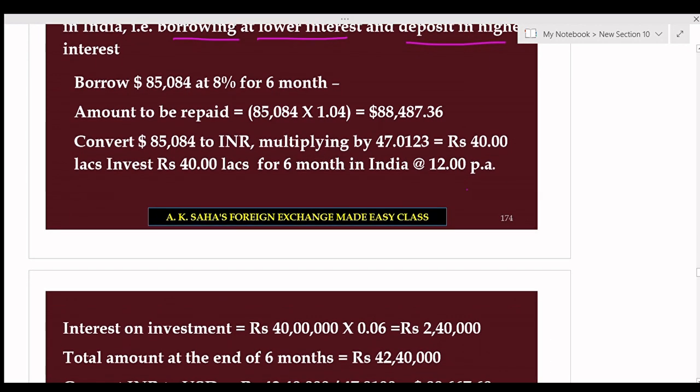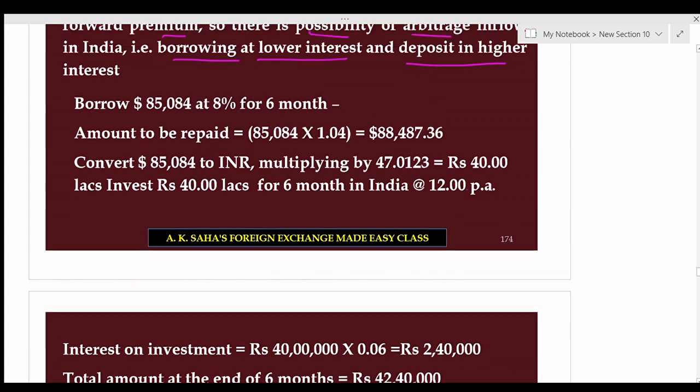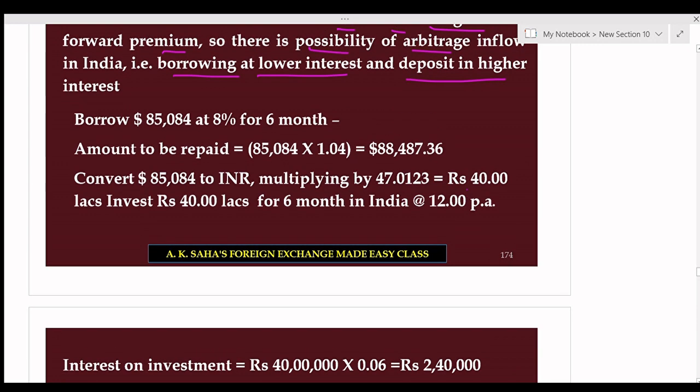Borrow in the lower interest rate. Borrow $85,084 at 8% for 6 months, that is 4%. Amount to be paid: 85,084 multiplied by 1.04 is equal to $88,487.36. Convert to INR, this dollar, that is 40 lakhs it is given.